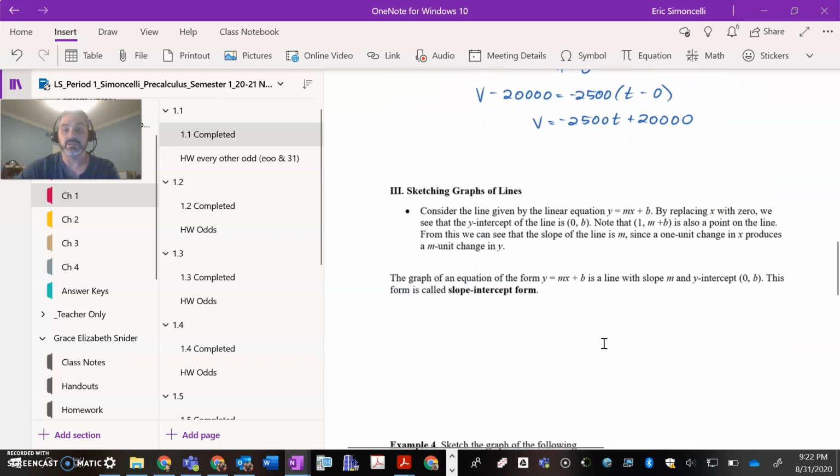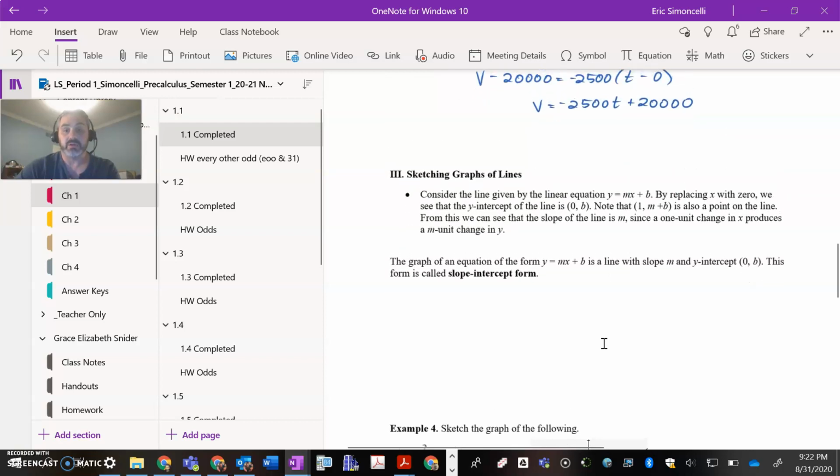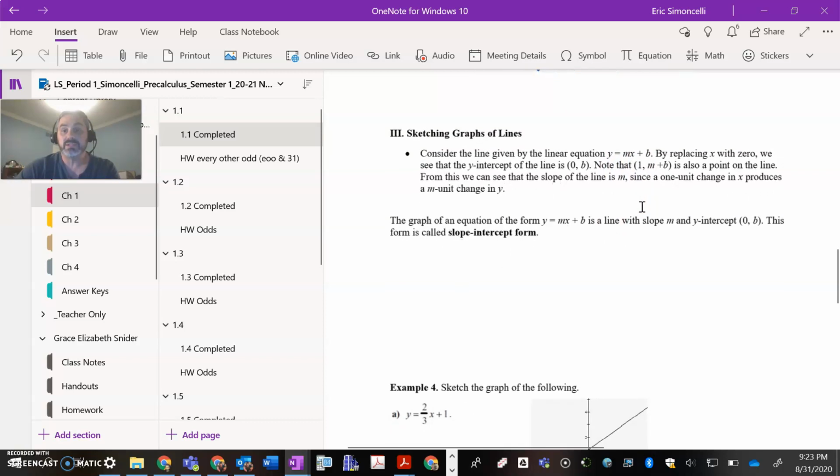Sketching graphs of lines. So speaking of that, and actually applying it correctly, consider the line given by the linear equation y equals mx plus b. So there you have it. By replacing x with 0, we see that the y-intercept of the line is (0, b). Note that (1, m plus b) is also a point on the line. From this, we can see that the slope of the line is m, since a 1 unit change in x produces an m unit change in y. In other words, you can easily create the equation y equals mx plus b using those two ordered pairs.